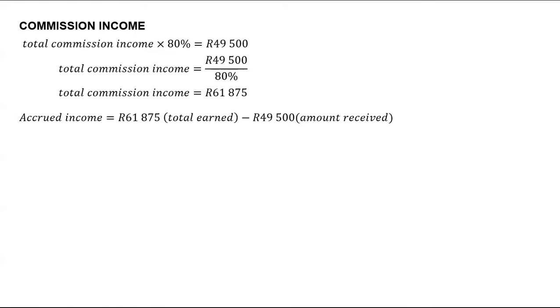Note that this is the total commission income we have earned, meaning that we are missing commission income. The missing commission income that we have earned but have not yet received, we call it accrued income. So you would take whatever you have earned as a total, which is 61,875, minus what we have received, which will be in the trial balance, and that will be 49,500. We are basically missing 12,375.